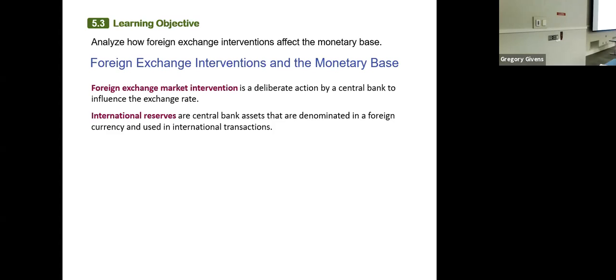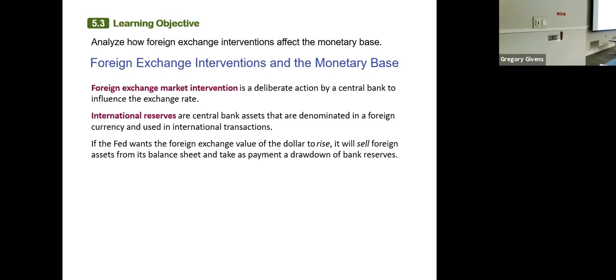Another common one would be foreign government denominated bonds. So bonds that are denominated in a foreign currency issued by a foreign government. So bonds issued by the German government or bonds issued by the Japanese government that the Fed has purchased for the asset side of its balance sheet are part of its international reserves. When the Fed intervenes in foreign exchange markets, it's either buying or selling, it's adding to or removing these international reserves from its balance sheet.